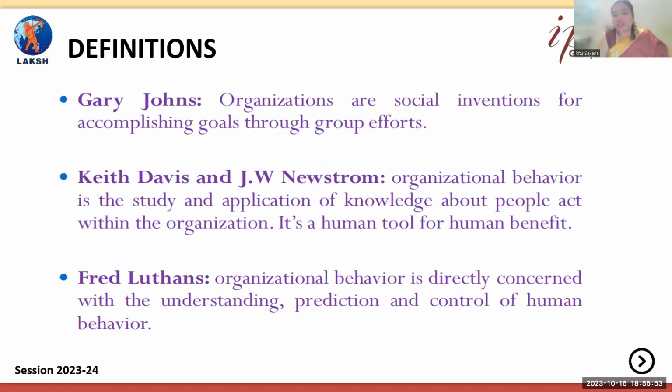There are various definitions given by various authors. First of all, we discuss the definition given by Gary Johns. Organizations are social inventions for accomplishing goals through group efforts. Keith Davis in Newstrom says, OB is the study and application of knowledge about how people act within the organization. So basically, it is a human tool for human benefit.